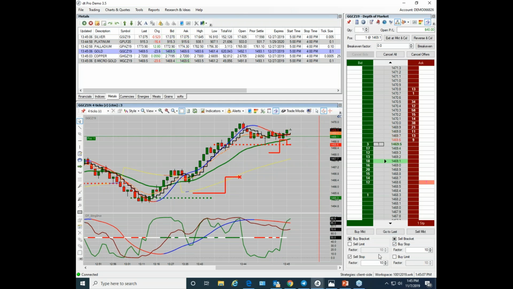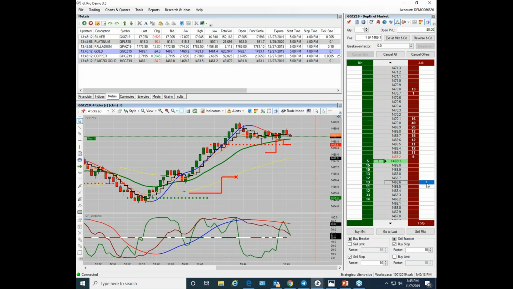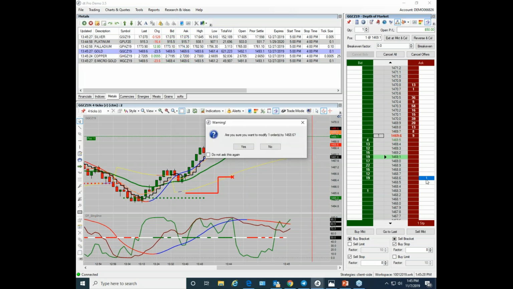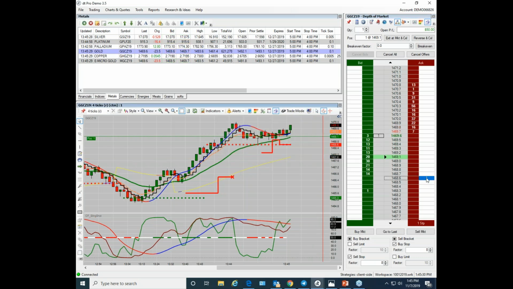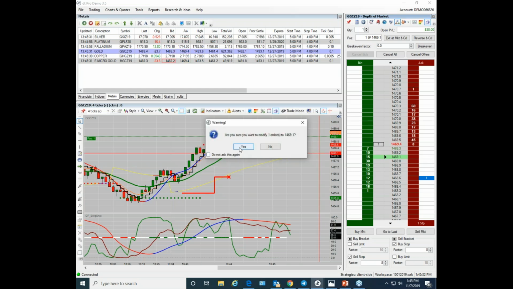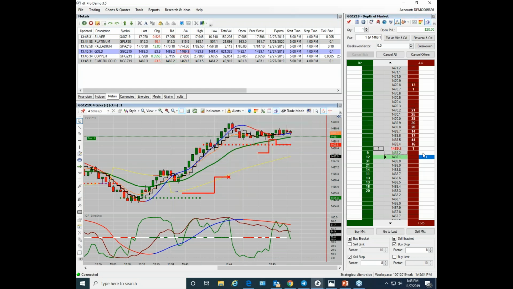So this is a bracket. As soon as you get into the market, it will place a stop loss 8 ticks away if you change the factor to 8. That's what this function does. So as soon as you get into the market, the stop loss is in. And then all you have to do is, when the market moves plus 4 ticks in your favor, move the stop to your entry. So then what you're doing is you're taking off risk.